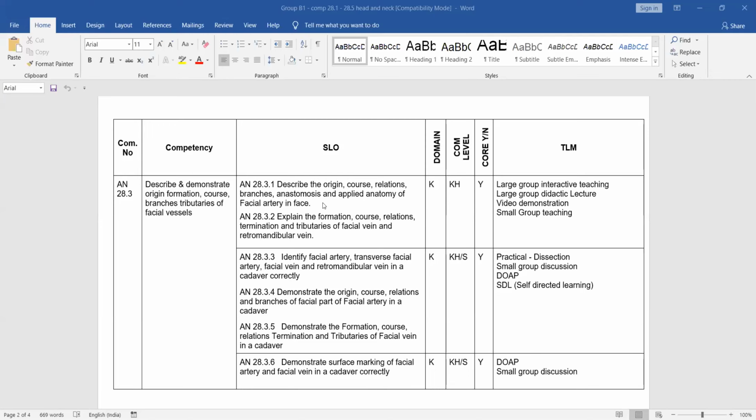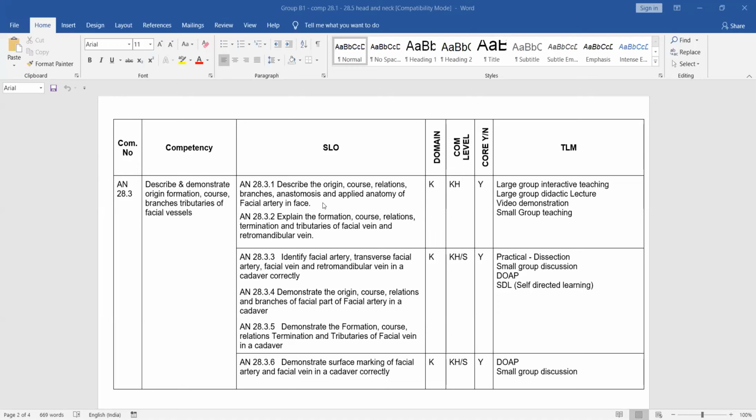Okay, ma'am. Anybody else has any other view regarding this? Dr. Deepti? Yes, ma'am. One more thing, as we are going through the competencies, I want to pinpoint that the domain for SLOs is mentioned. First is the domain for the competency, whether it is knowledge or skill, right? And then for each SLO you mention whether you are targeting a knowledge domain or a skill. That is when you demonstrate, it becomes skill.